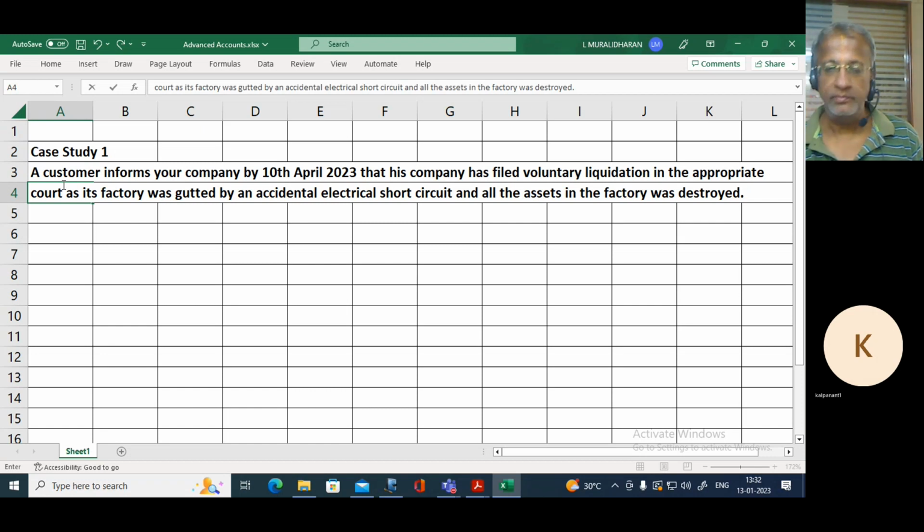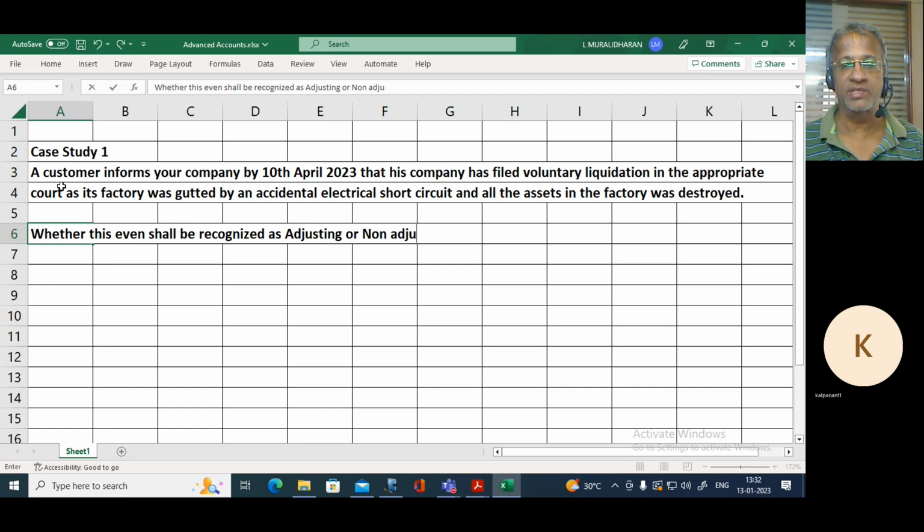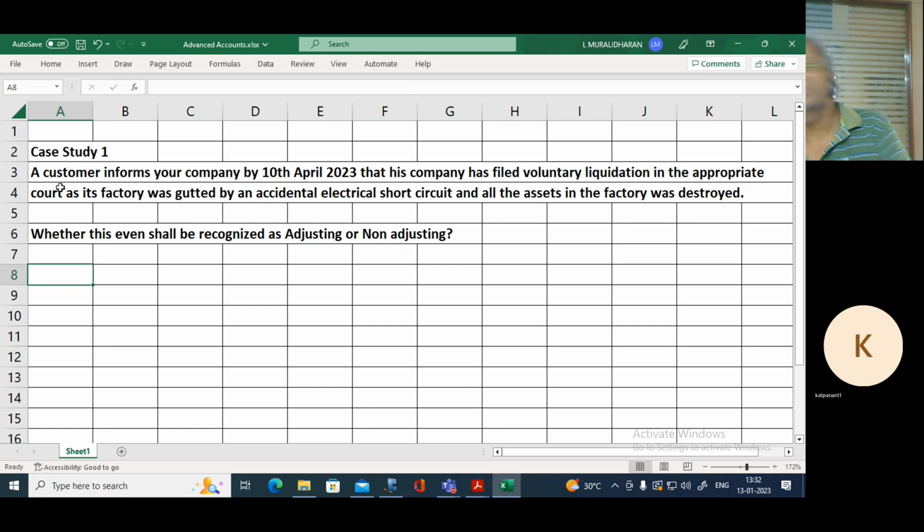Right. So the question is whether this event shall be recognized as adjusting or non-adjusting. How will you answer this question? Yes, Deepak Raja.